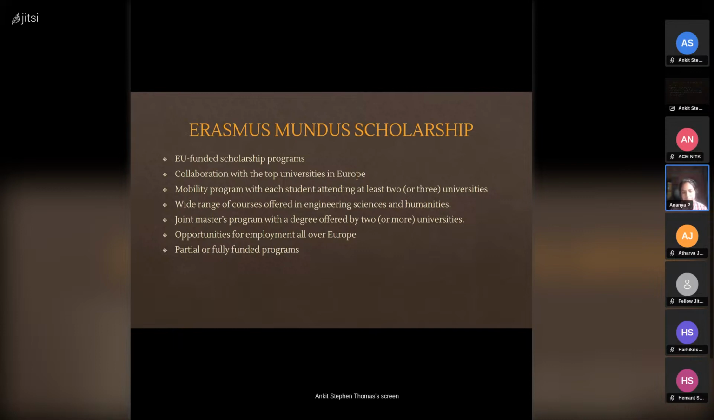And yeah, so it's a mobility program. Basically, your first year will be at one university in one country, and your second year will be at a different university in a different country in Europe. And again, when it comes to your placements and employment, it's a really good thing because most of the companies here prefer students who are on a mobility program because they have the experience of two different countries. And these programs can either be partially or fully funded.